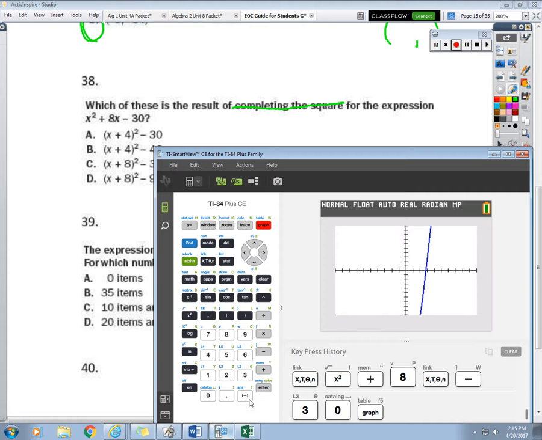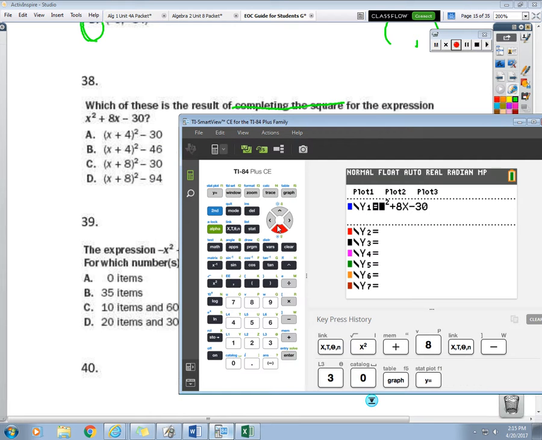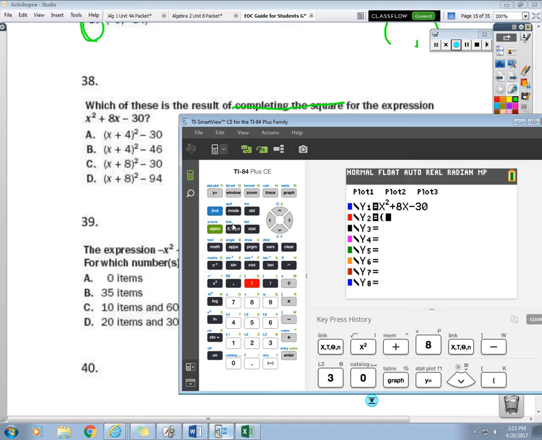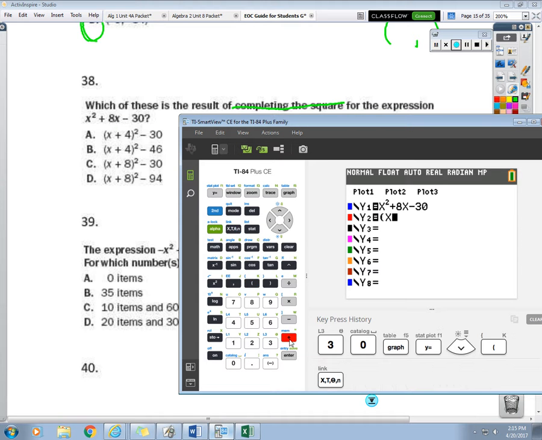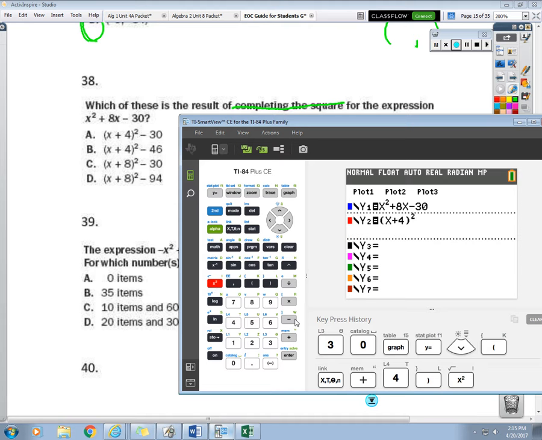We only see the right side. So this is what I would suggest. Now go back to y equals, and in y2, graph your first choice. Okay, so we're going to graph (x plus 4) squared minus 30.